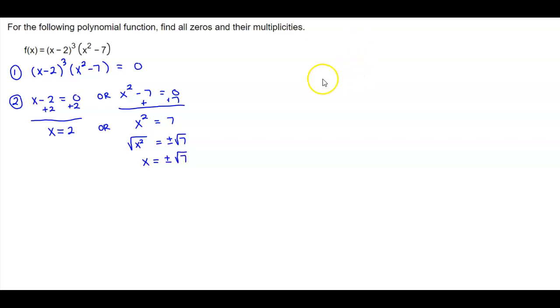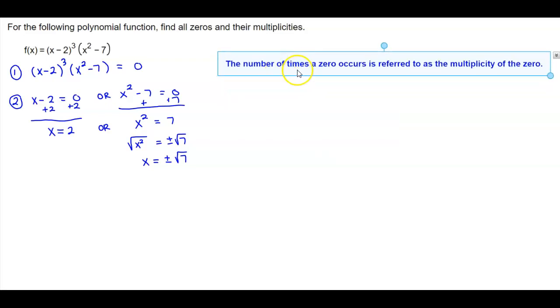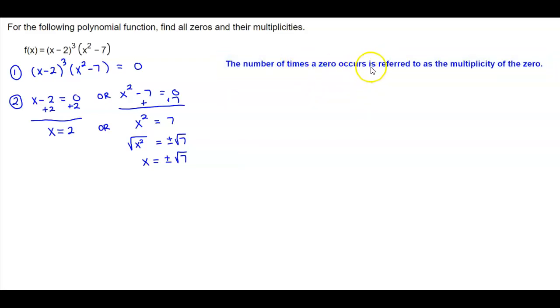Okay. Now the next thing that we need to talk about are the multiplicities. Remember that the number of times a zero occurs is referred to as the multiplicity of the zero. So if you look here, we have (x minus 2) to the third power. So that 3 tells us that there are 3 zeros of x minus 2.